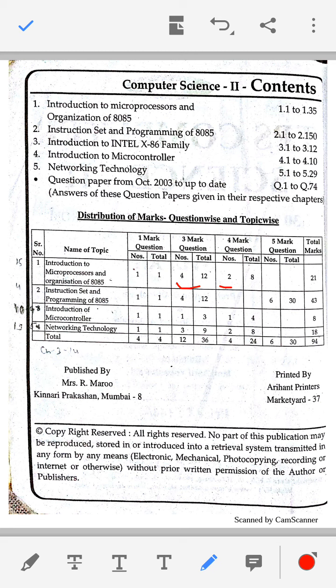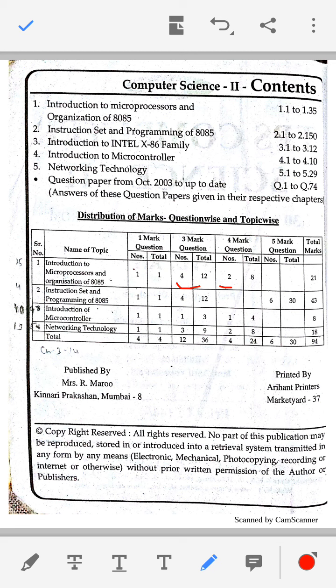So now chapter 2 is Instruction Set and Programming of 8085. Here also, there will be only one question for 1 mark, 4 questions for 3 marks, and none of the questions will be there for 4 marks, but 6 questions are there for 5 marks. This chapter is totally based on assembly language programming for the 8085 microprocessor.